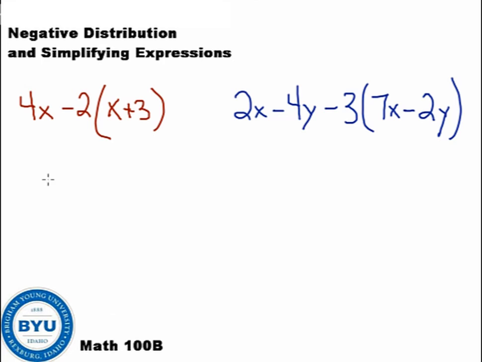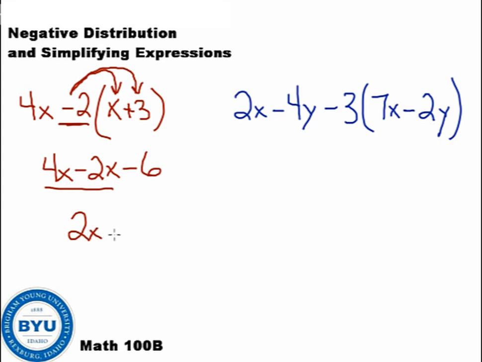Okay, let's take a look at these. Here we have a negative 2 that needs to be distributed into the parentheses. Remember, we take the entire thing, negative 2, and distribute it to everything inside the parentheses. So we get 4x minus 2x minus 6. Again, both of those signs become negative. You then can combine your like terms. 4x minus 2x, well, that's just 2x minus 6.